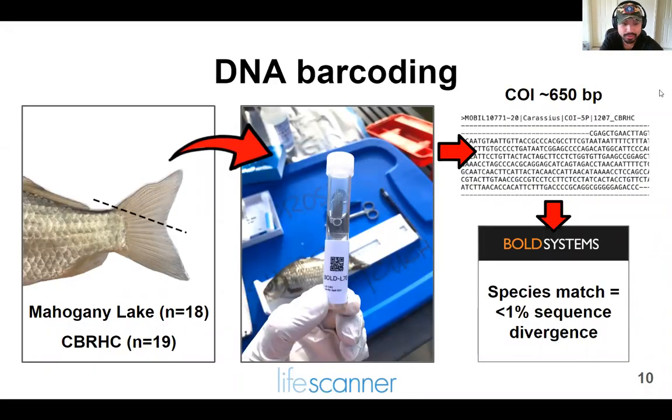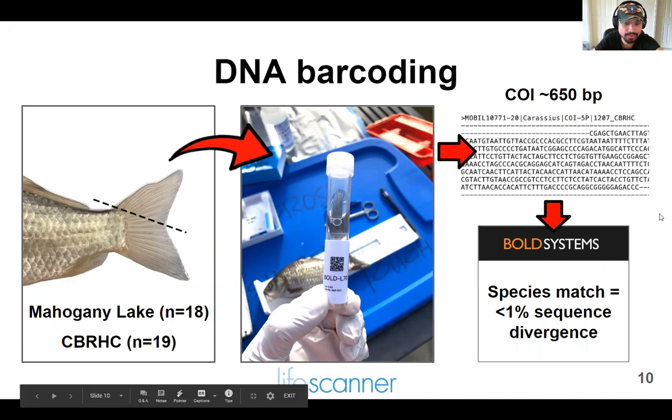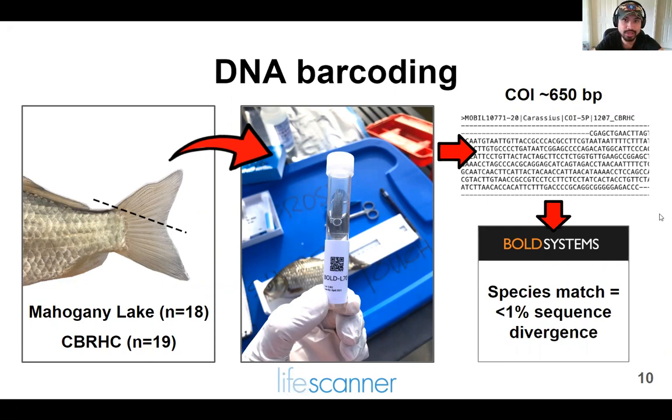For DNA barcoding, we took fin clips from all of our samples and put them in these special live scanner kits. Our samples were then sent to the University of Guelph for sequencing, and those sequences were then uploaded to the Barcode of Life Data Systems database to be compared with their reference sequences of known species. Species match is designated to those query sequences that show a less than 1% sequence divergence from reference sequences of known species.